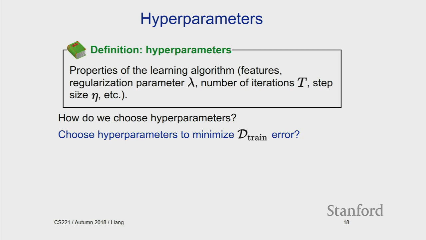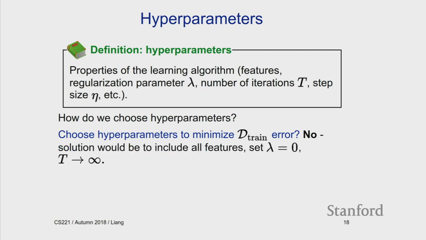So should you choose the hyperparameters to minimize the training error? How many of you think you should just do that? Okay, I didn't fool anyone. So no, you shouldn't do that, because it would defeat the whole point of regularization. Because in order to minimize the training error, you would say, oh, okay, well, let's just not regularize, lambda equals 0. Or you would try to run it for more iterations. So this isn't a very good idea.